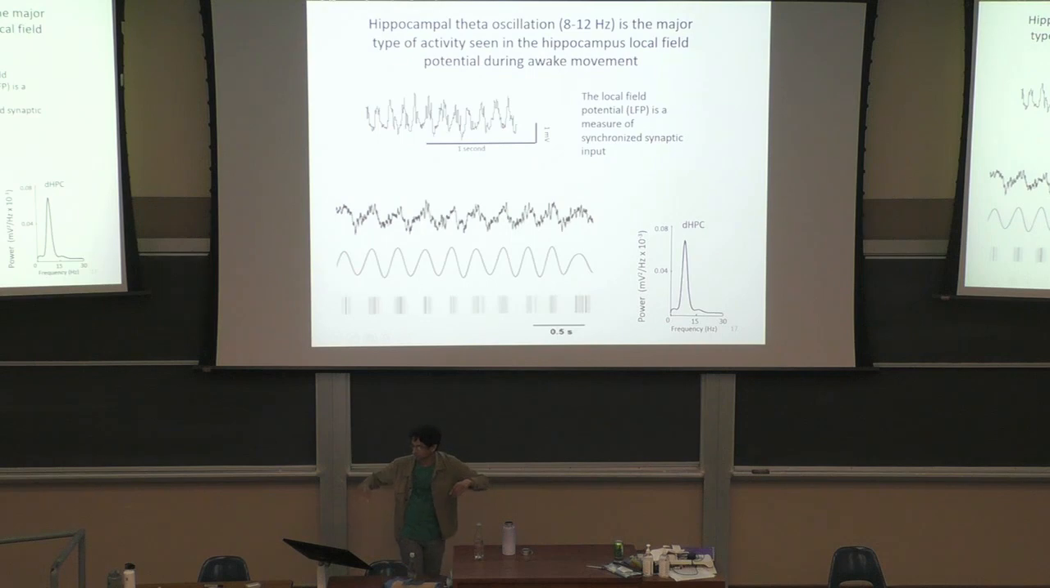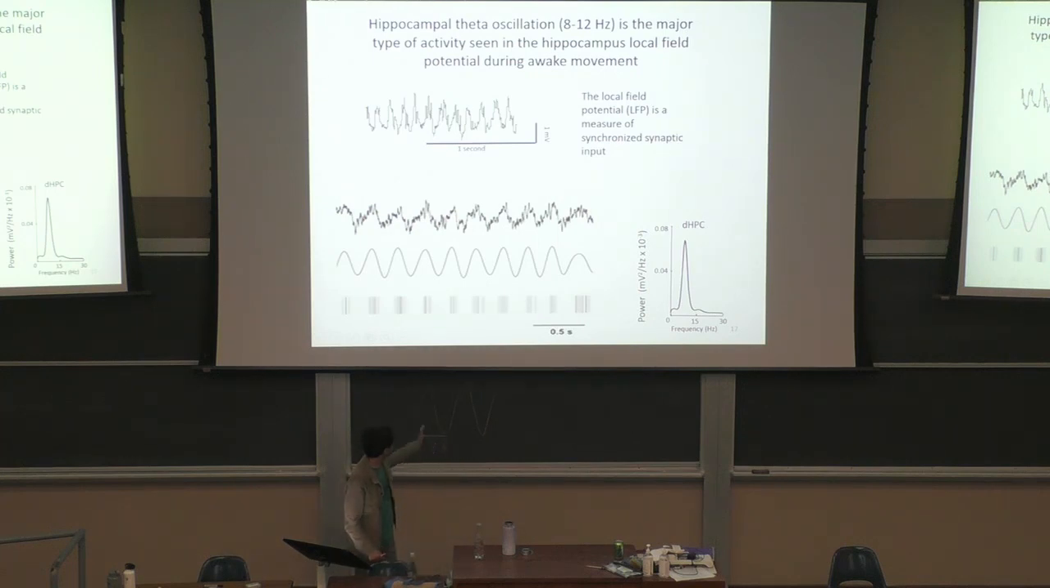a brain region, you see that the voltage fluctuation extracellularly is going up and down like this, and there's this cyclical 8 hertz pattern. That 8 to 12 hertz pattern is called the theta oscillation of the hippocampus, and that's seen in dorsal and ventral hippocampus. It oscillates up and down like this, and the cycle lasts about 1/8 of a second. So it's like 8 hertz.